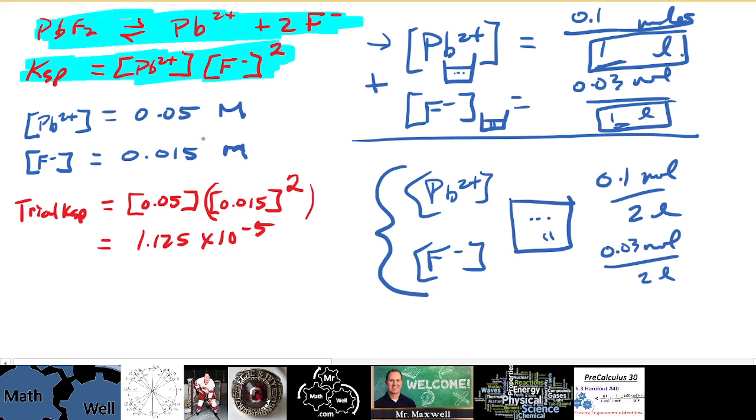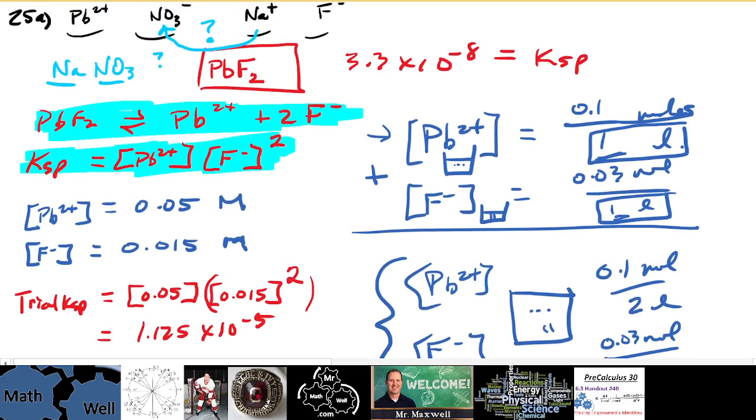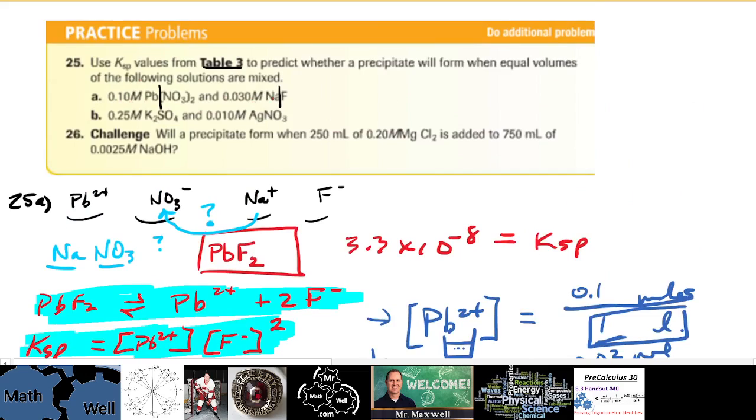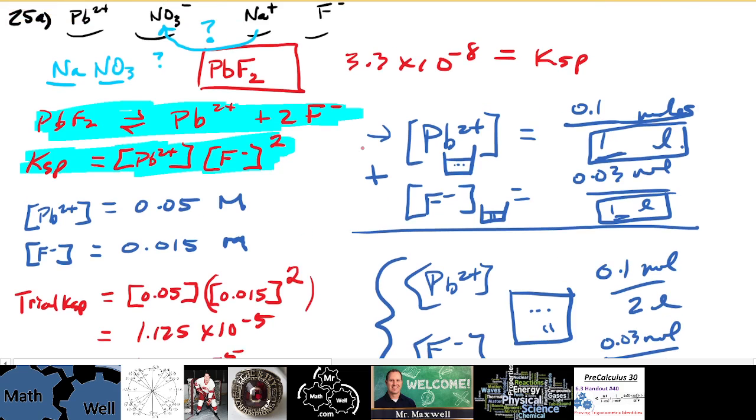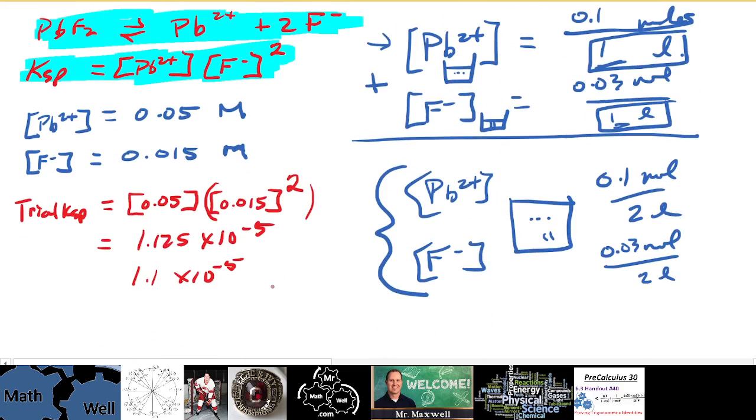So, sig figs, what are our sig figs? We have 2 sig figs. If it's close, you don't really know what these decimal places are, so you should use your proper sig figs in comparison. But what is our published Ksp? 3.3 times 10 to the negative 8. Which one's bigger? Remember, if you have a larger negative exponent, that's smaller. So the trial Ksp is bigger.